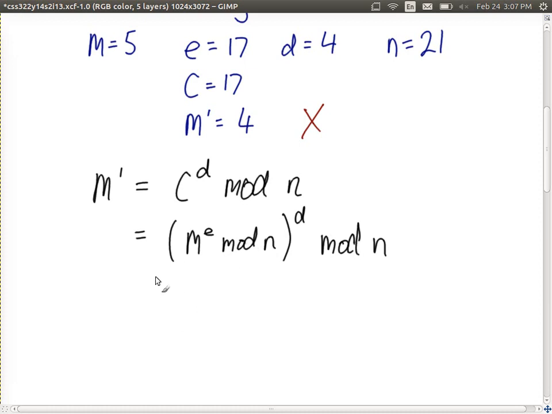Just a substitution there. And we use our rules of modular arithmetic. We can expand this out, and the mod n can come out of the brackets, and it becomes m to the power of e to the power of d mod n. Something to the power of something, all to the power of something, is m to the power of e times d.